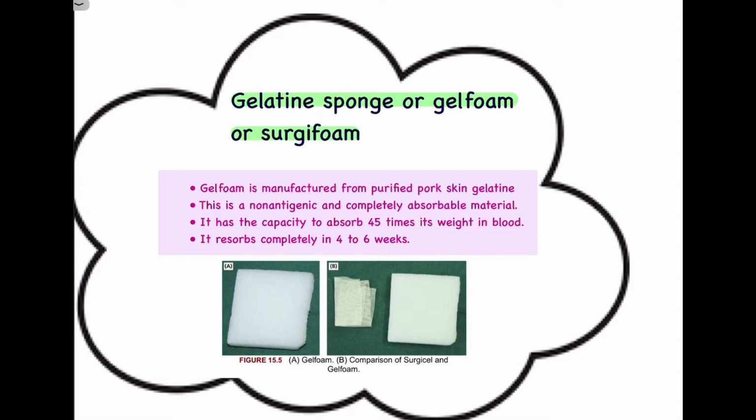So basically, this gelfoam is manufactured from purified pork skin gelatin. It is non-antigenic, and this also is a completely resorbable material. Now this Surgi foam has an advantage that it is able to absorb blood more, right? So on average, it is able to absorb 45 times its weight in blood. So a very heavy duty kind of hemostat here. It resorbs completely within a period of 1 month to 1.5 months. So again, the resorption period is also tolerable.